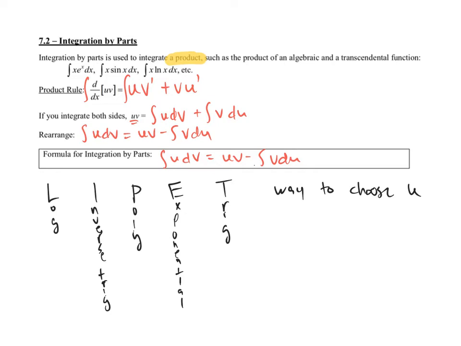If I have a polynomial and a trig function, then I'm going to choose polynomial because P comes before T. If I have an inverse trig and a polynomial, then I'm going to choose the inverse trig because inverse trig comes before polynomial in this acronym. So I hope that's making sense for you. We'll reiterate that as we go through the examples.